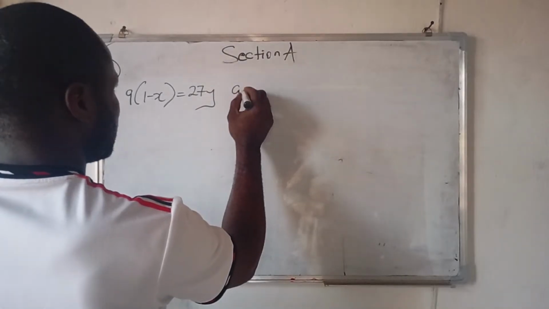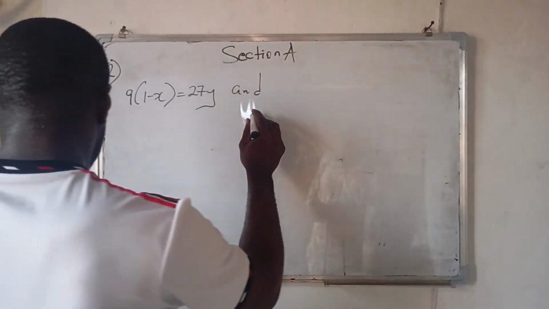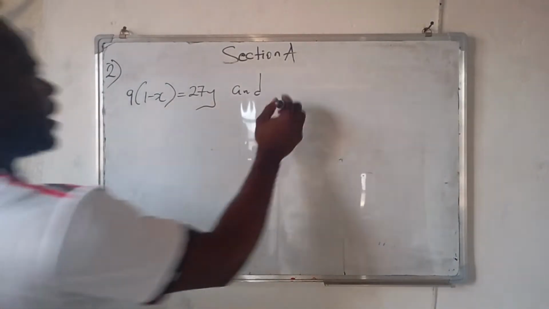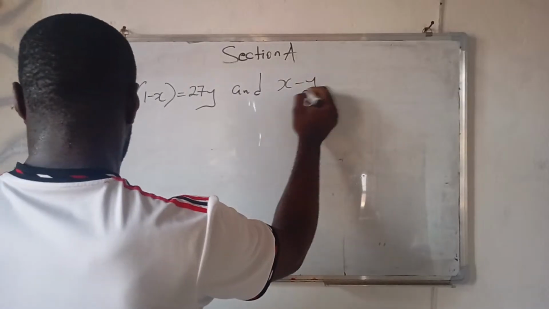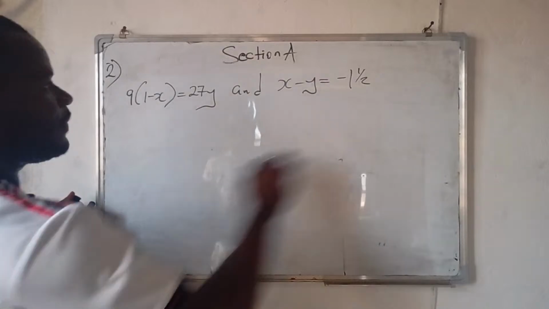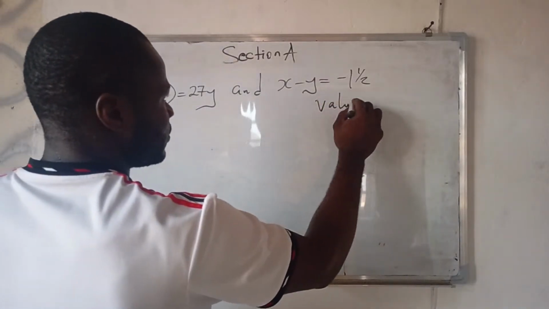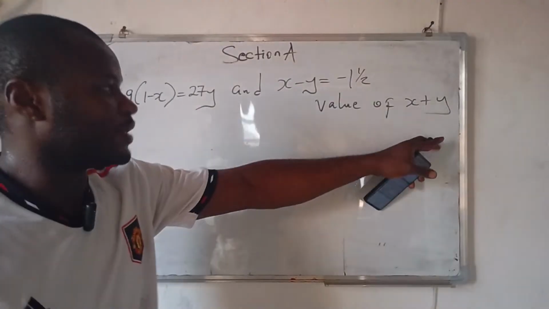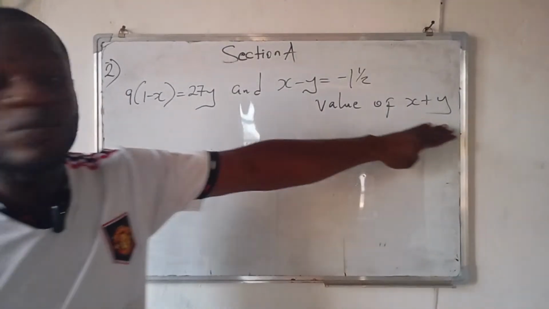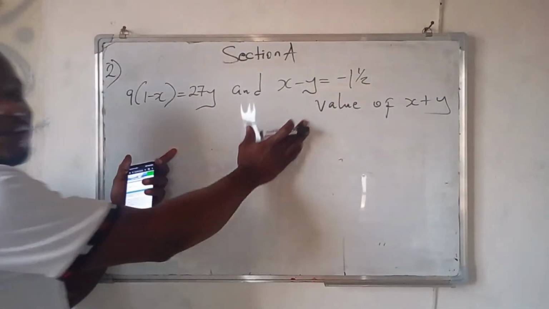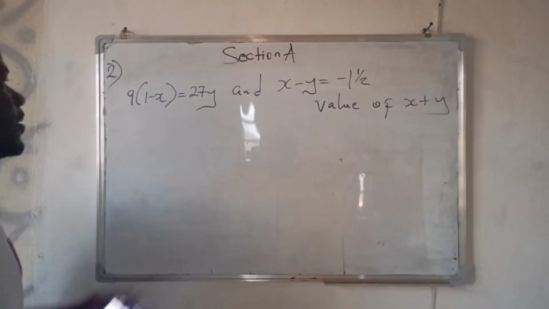Now this is the B part. We have 9 brackets 1 minus x equals 27y, and x minus y equals minus 1 and 1 over 2. Now we are expected to find the value of x plus y. You are not only looking for x, but x plus y. So you have to be careful so that you will not end up without even solving the main thing. Here, of course, you have 2 equations. The first thing that will come to your mind is simultaneous equation.